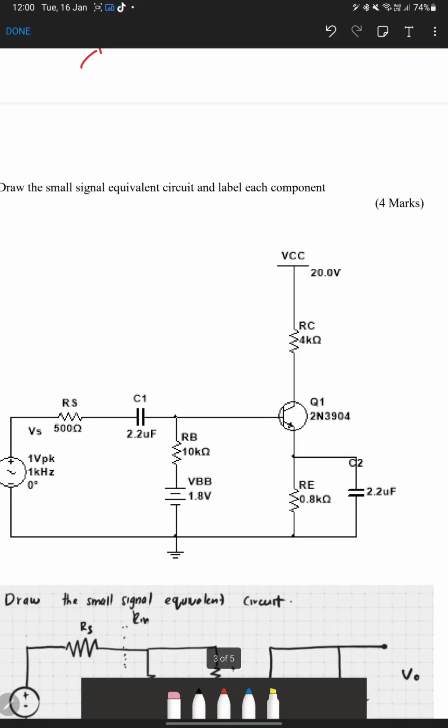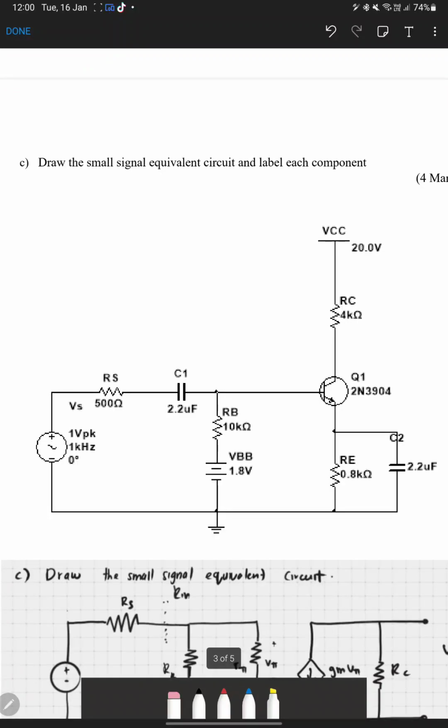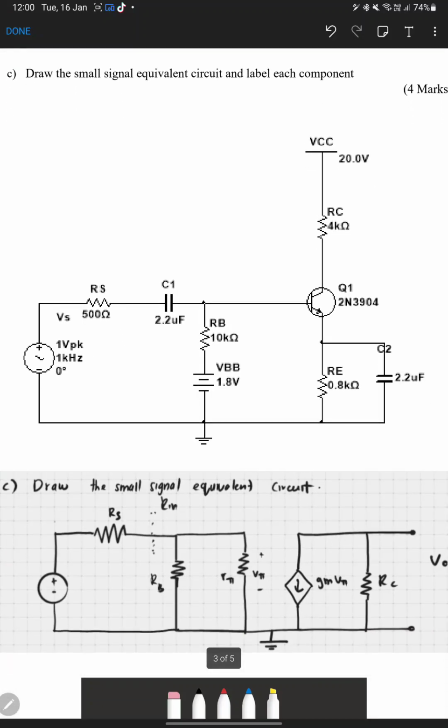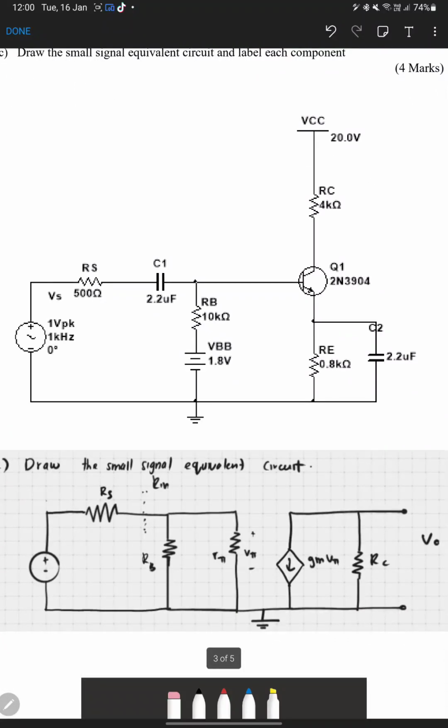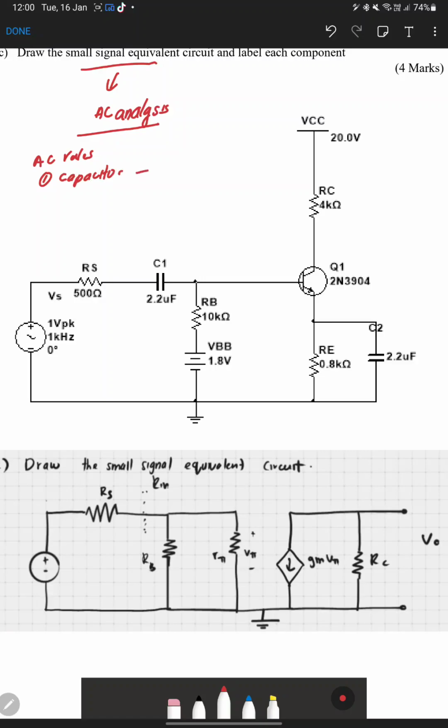Third question: the question asks us to draw the small signal circuit and label each component. When you see the term small signal equivalent, it equals AC analysis. In AC analysis, we need to apply AC rules. In AC rules, if you have a capacitor, you need to short circuit it.